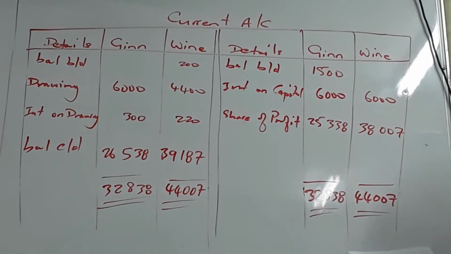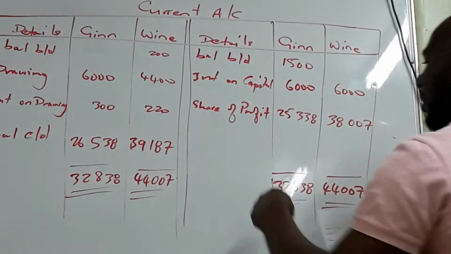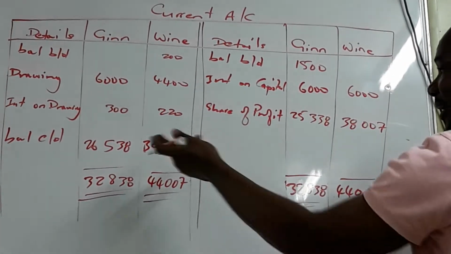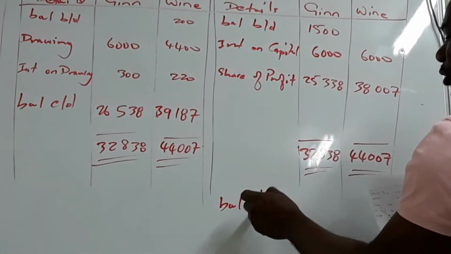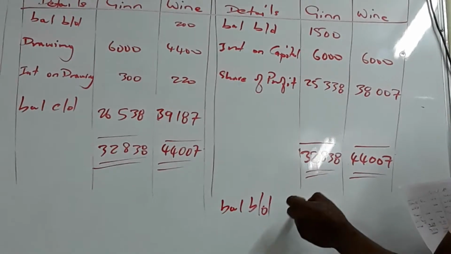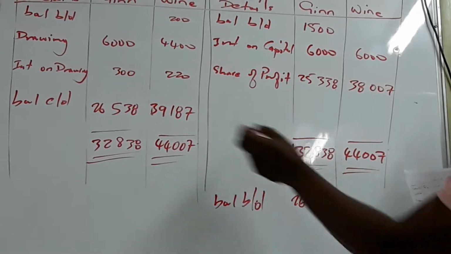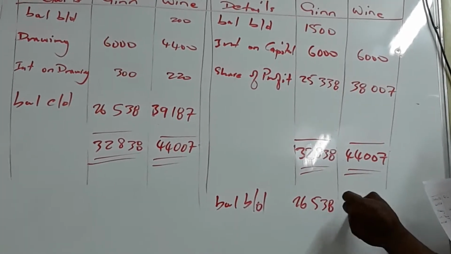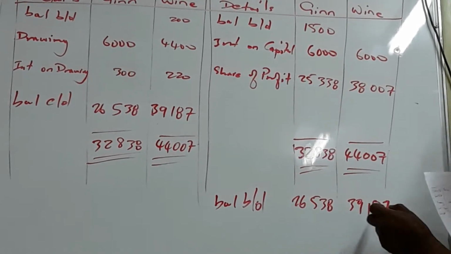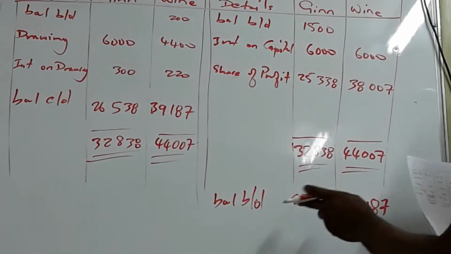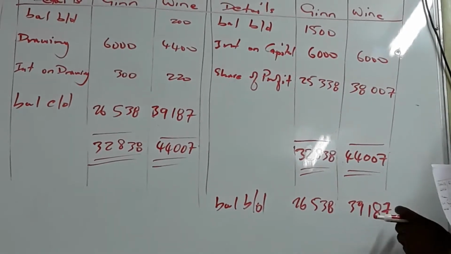Can we stop there? The answer is no. We know once you have a balance c/d, you must have a balance b/d, which is recorded on the opposite side. So what we're going to have right here is balance brought down. For Gin it was 26,538, whereas for Wine it was 39,187. These would have been your opening balances for the year 2015.